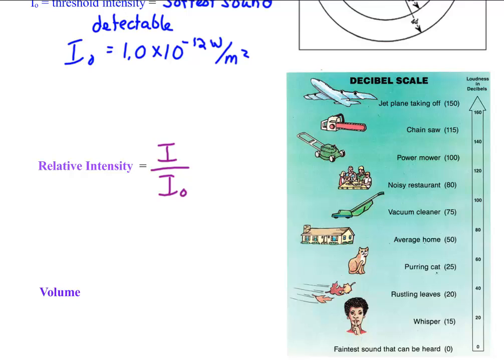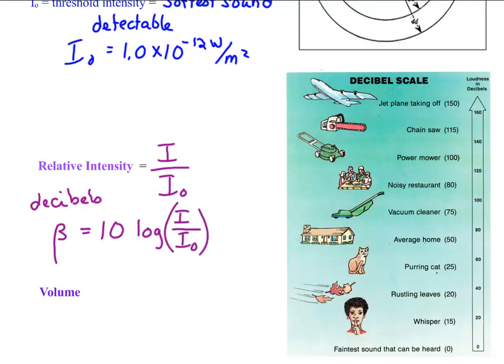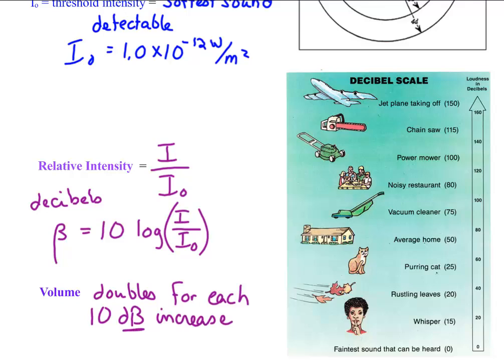It turns out that Alexander Graham Bell came up with a much more useful equation and a way to discuss how loud or intense sounds are, and he came up with a decibel scale. The symbol for decibels is beta, just like F is for force and M is for mass. Beta is for decibels, and the formula is 10 times the log of the relative intensity, so I over I0. And volume is related to the decibel scale, but not directly. It turns out that volume doubles for every 10 decibel increase. The units for decibel are dB, and on the right is a diagram showing a decibel scale.